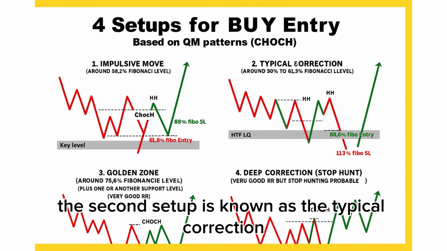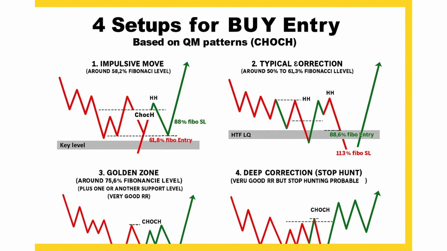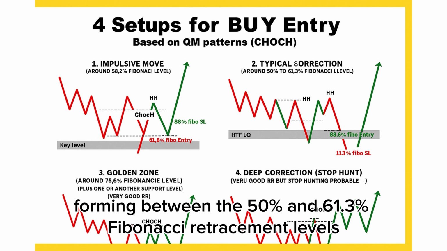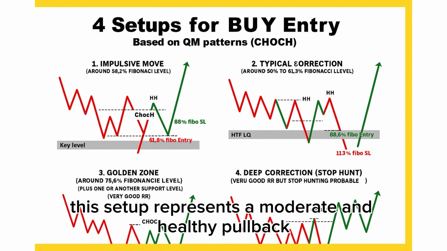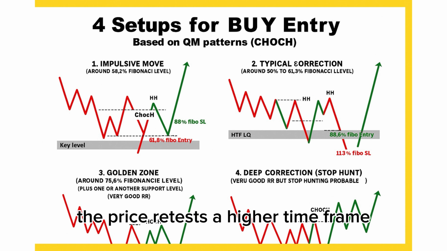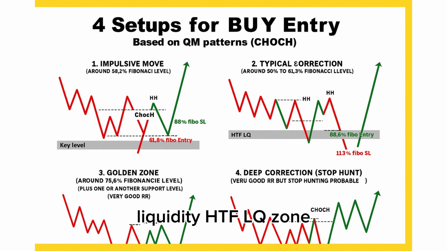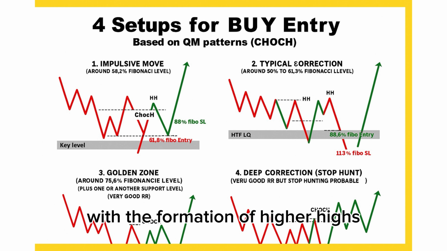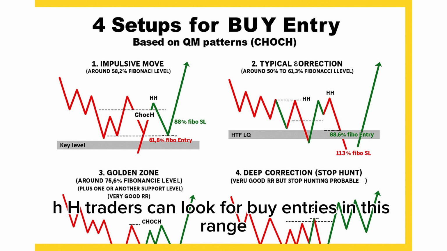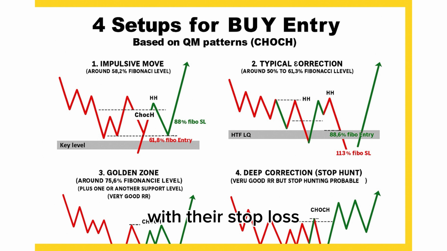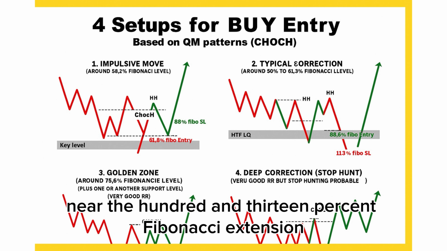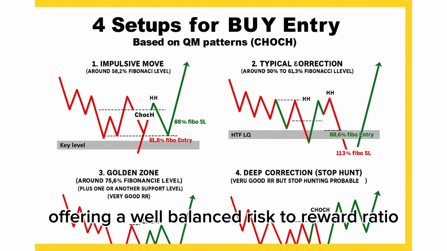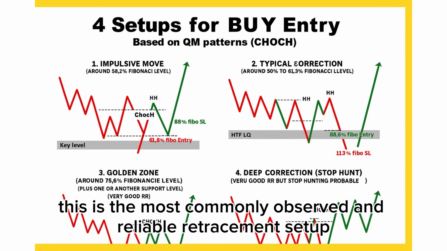The second setup is known as the typical correction, forming between the 50% and 61.3% Fibonacci retracement levels. This setup represents a moderate and healthy pullback after an initial reversal signal. The price retests a higher time frame liquidity, HTF-LQ zone, confirming the shift from bearish to bullish structure with the formation of higher highs, HH. Traders can look for buy entries in this range with their stop loss near the 113% Fibonacci extension, offering a well-balanced risk-to-reward ratio. This is the most commonly observed and reliable retracement setup.